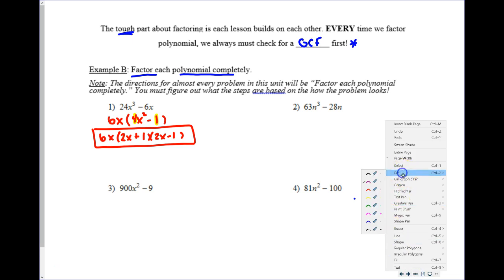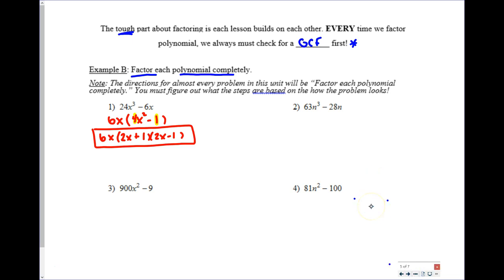So number 2, do 63 and 28 have a GCF? Now, this might be a little challenging because 63 and 28 are annoying numbers. They're kind of big and it's not obvious what the GCF is. So I have kind of a trick on the calculator to show you that makes your life much easier.